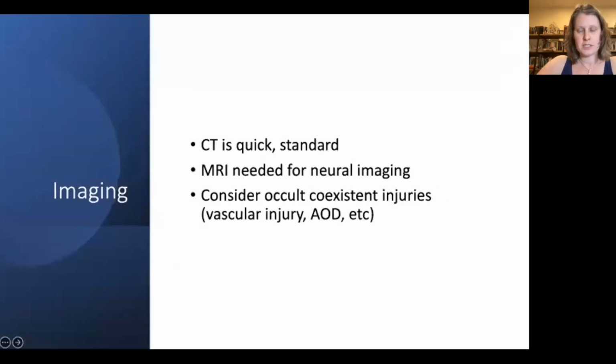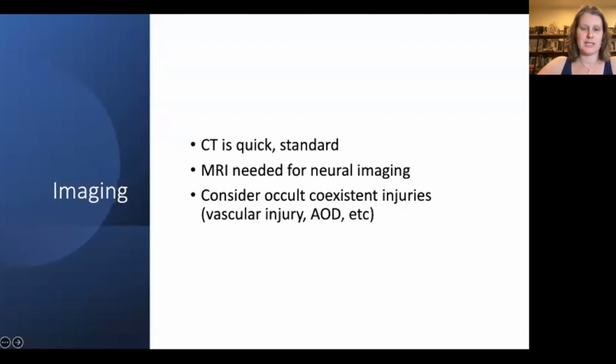And while my talk focuses mainly on the management of spinal cord injury, not the workup, I think it's important to briefly hit on imaging, because imaging is also in part a management decision. CT of the entire spine is the standard imaging modality for people suspected of having spinal cord injury. It's quick, and it has excellent ability to detect spinal fractures.